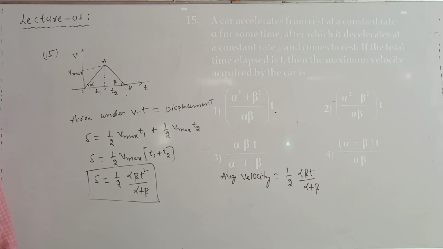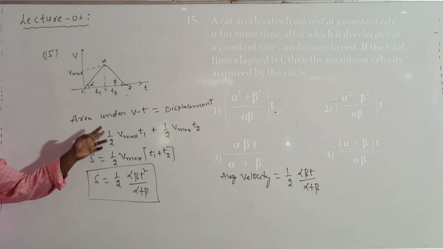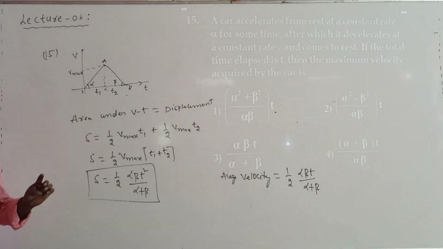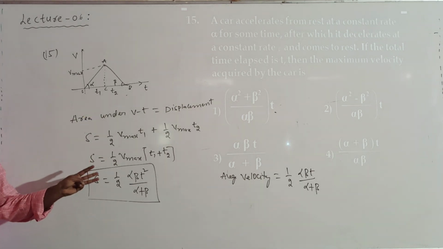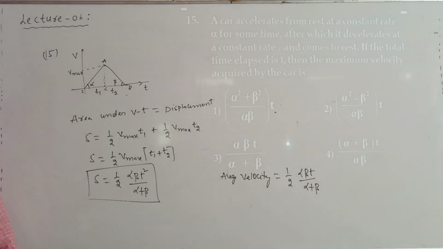So understood now? This is also one of the important questions, and many times this question is asked. Here we calculated three things: the maximum velocity, the distance traveled in a given direction, and the average velocity. So this is question number 50.